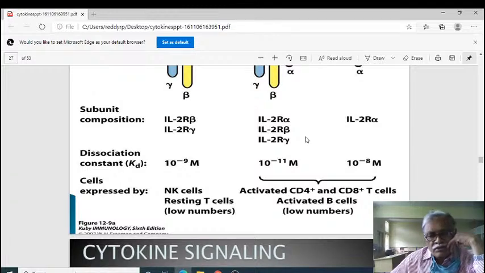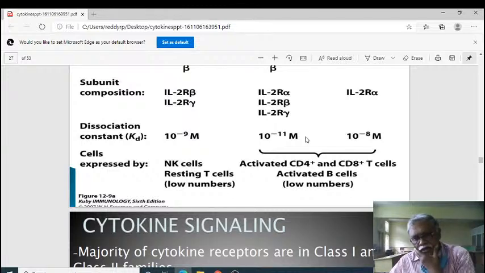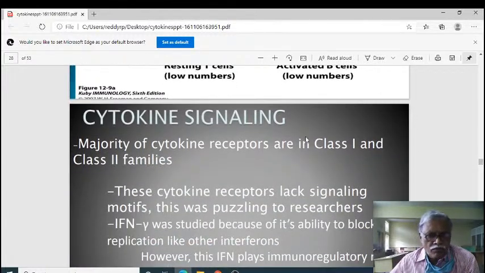They are all, and interferons which are produced by T lymphocytes and macrophages, which will help the cell express, and the natural killer cells and resting T cells, which are low numbered, and activated CD4 and CD8 T cells, and activated B cells in low numbers.